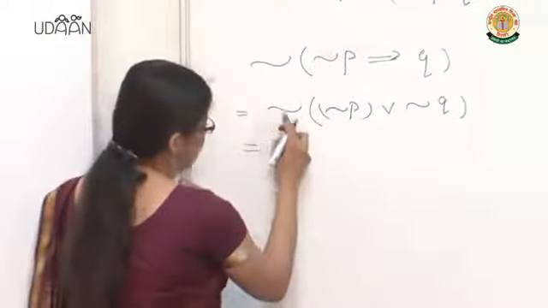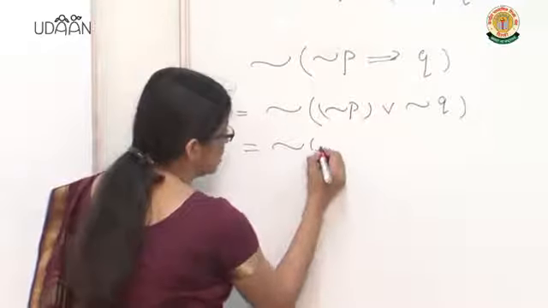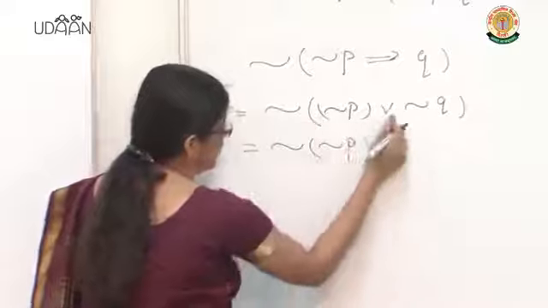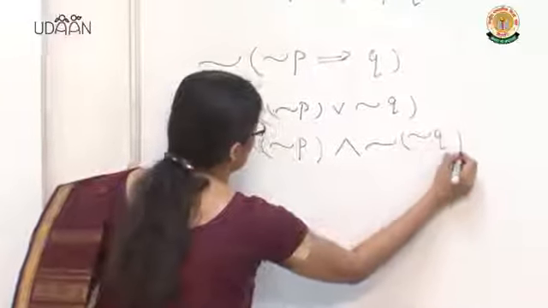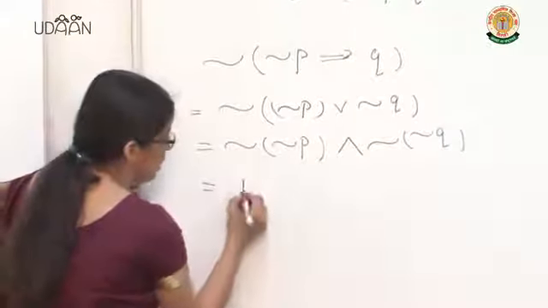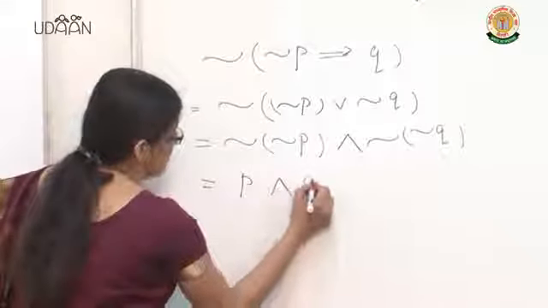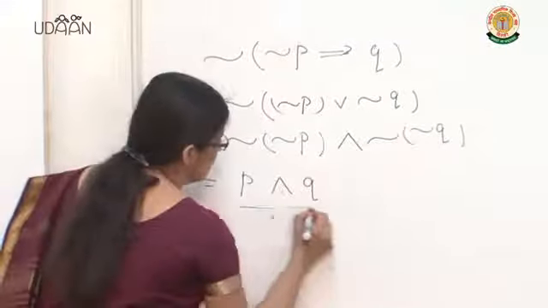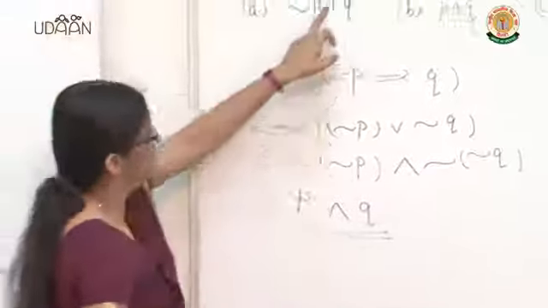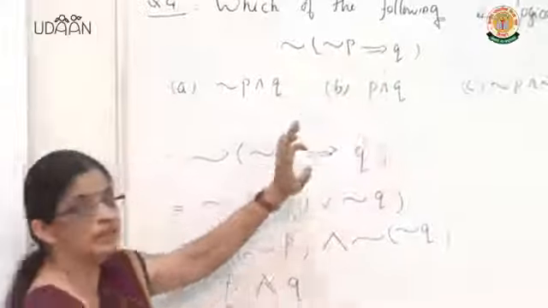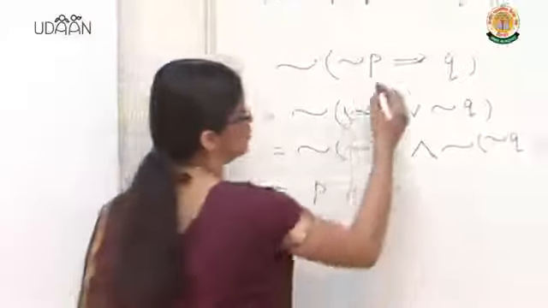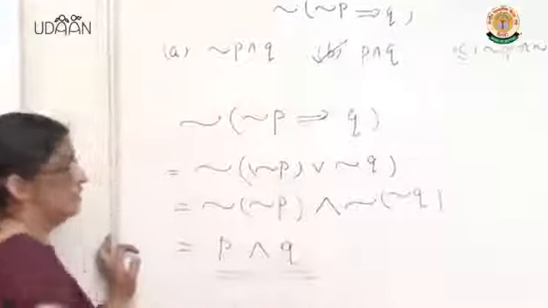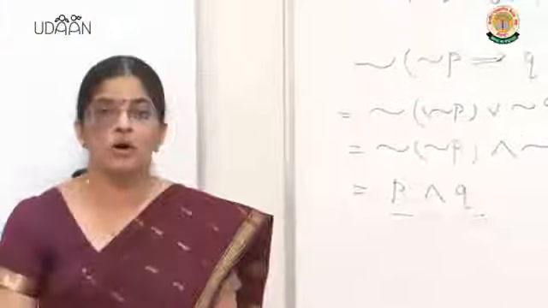Apply De Morgan's law. Take this inside. What you will get? Negation of P. When you take negation inside, or becomes and, negation of Q. What is negation of P? P, and negation of Q is Q. So, we have simplified negation of P implies Q, and we got the result as P and Q. But which option is matching? Option B. Clear? I hope all the concepts and questions which we have discussed today are clear to you.